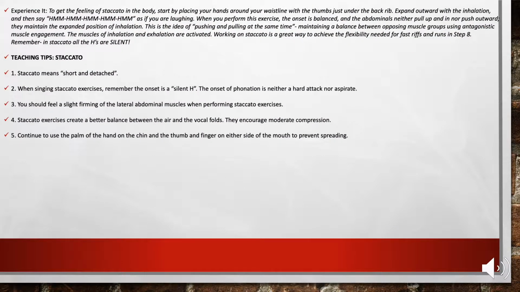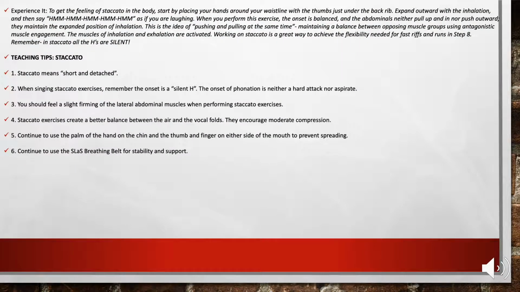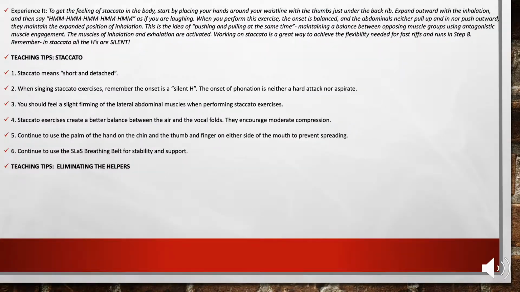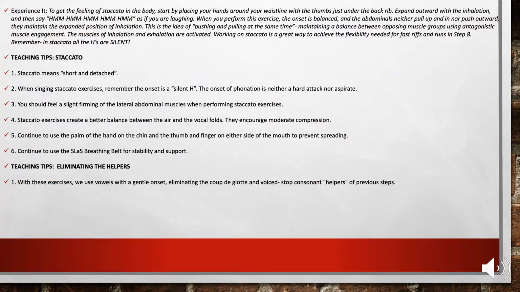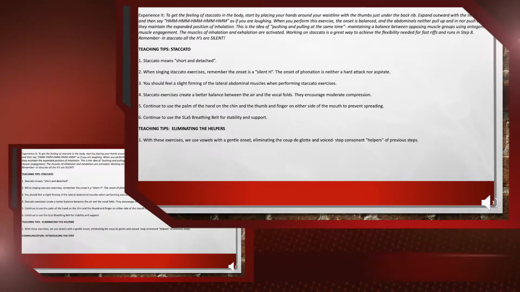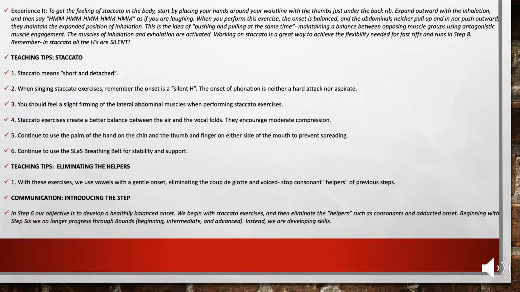5. Continue to use the palm of the hand on the chin and the thumb and finger on either side of the mouth to prevent spreading of the lips. 6. Continue to use the SLAS breathing belt for stability and support. Teaching tips: eliminating the helpers. With these exercises, we use vowels with a gentle onset, eliminating the coup de glot and voice stop consonant helpers of previous steps.